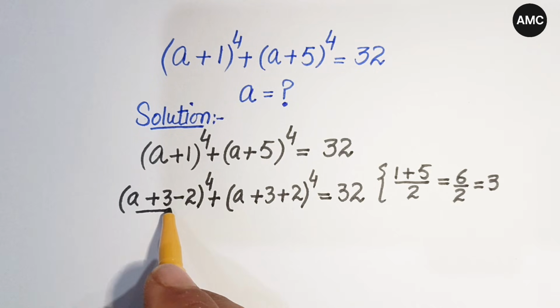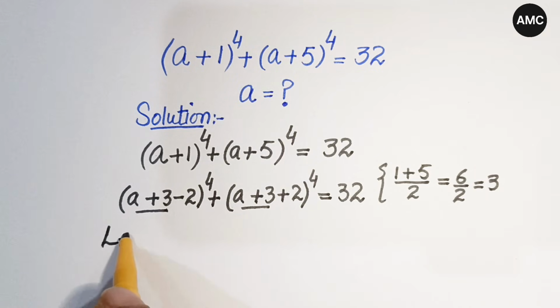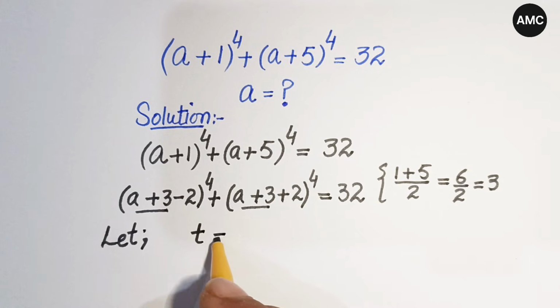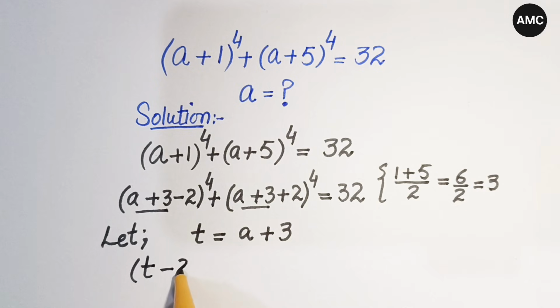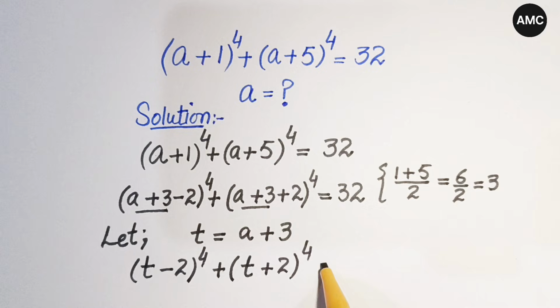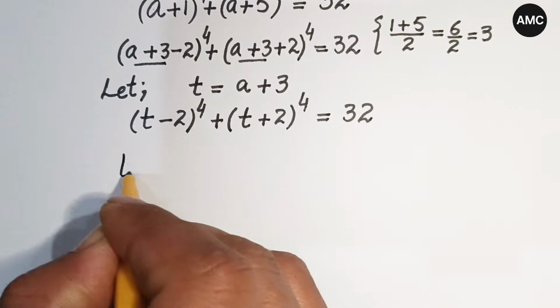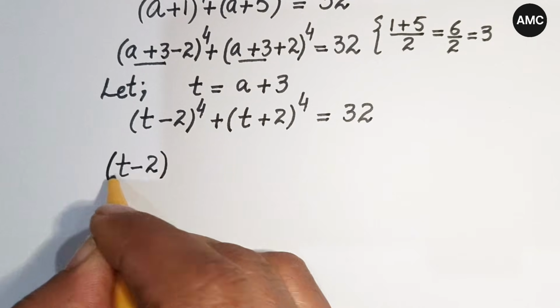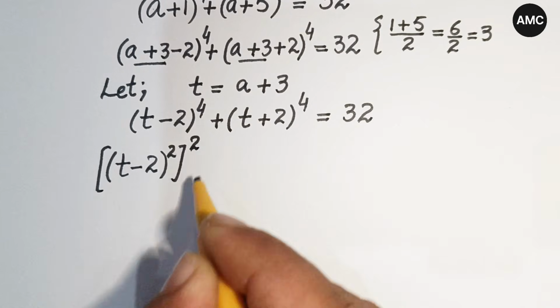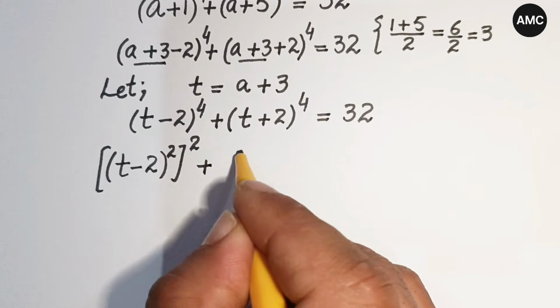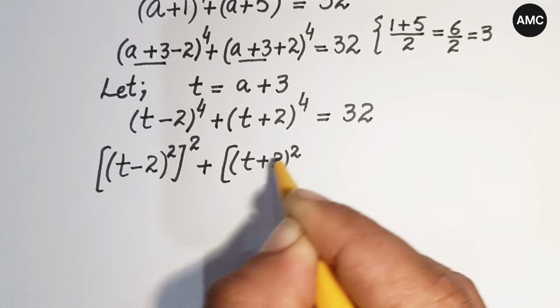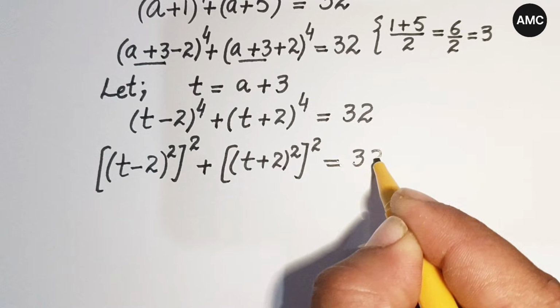Now here we see that we have a plus 3 and it is also a plus 3. So let us consider that this a plus 3 is equal to t. So t is equal to a plus 3. Applying this value, it will be (t - 2)^4 plus, similarly, (t + 2)^4 is equal to 32. Now our next step: we can write this 4 like ((t - 2)^2)^2, as we know that 2 times 2 is 4. Similarly, writing this one as ((t + 2)^2)^2 is equal to 32.